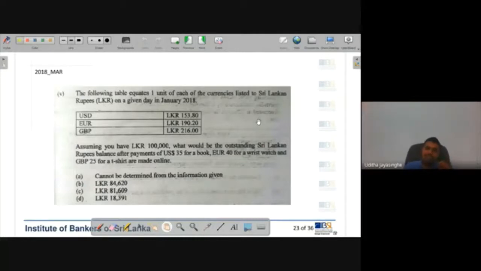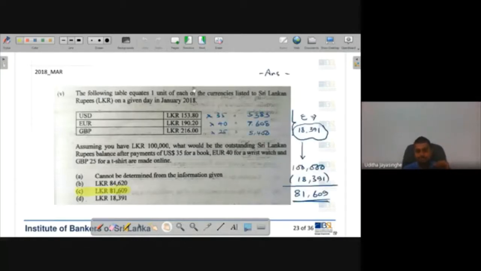What is the expectation? You are given some foreign currencies to spend, but you have rupees in hand. So eventually, you're going to translate your 100,000 into these values by applying these exchange rates. You're going to burn out some of the rupees, and you're going to be left with some rupee value. So that's the number, the expectation for 2 marks.